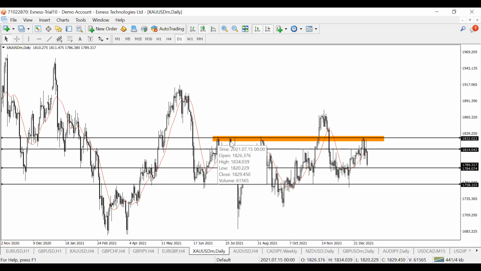1, 2, 3, 4. Now, when it got here, what happened? It went up. It broke it. Yes, it broke it, and then it came back down below it. But the next time it came here, what happened? It was not able to break it again. Now it's coming down.